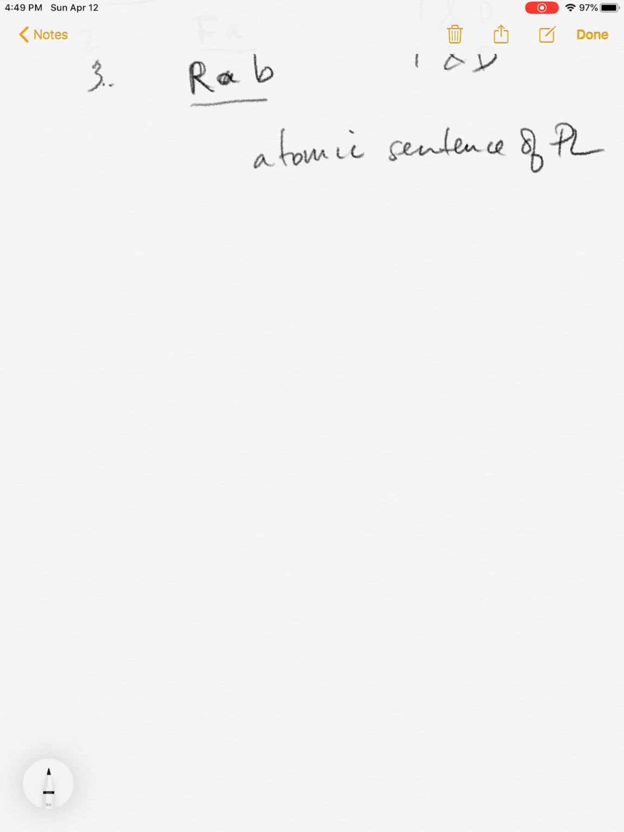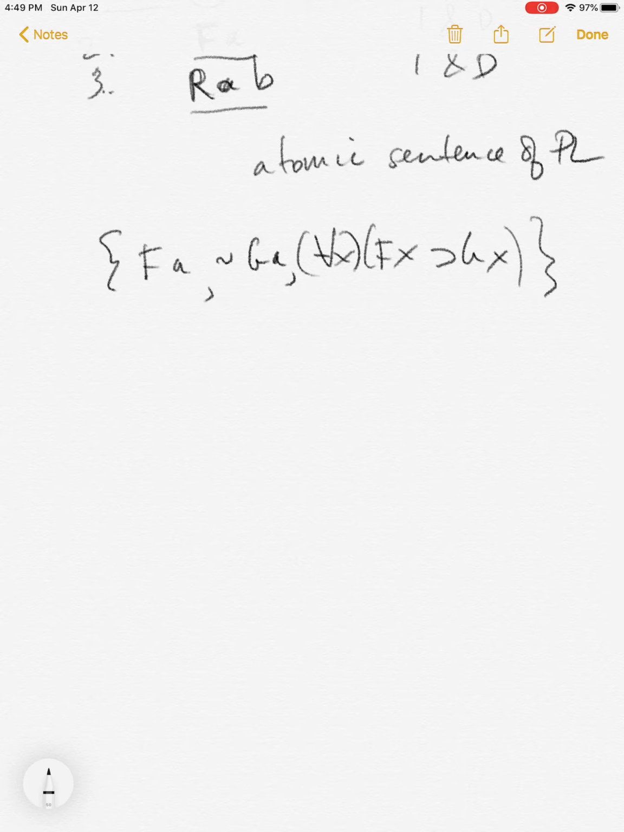So let's take a look at a simple example. FA, not GA, and for all x, if Fx, then Gx. Okay, so 3 sentences. This says A is F, this says A is not G, and this says everything that's F is G. So I don't think you'd have to think too hard about this one to recognize that this is quantificationally inconsistent. I hope that it's pretty clear to you that it's an inconsistent set.